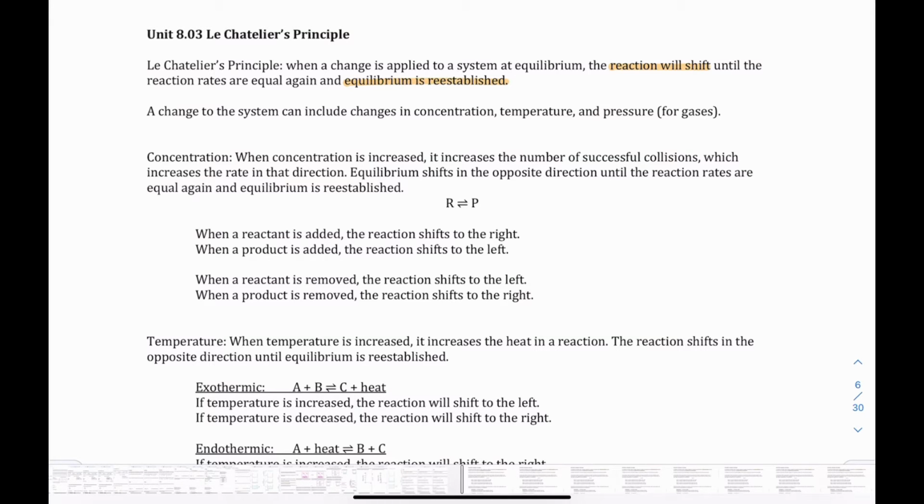Le Chatelier's principle says that when there's a change to a system, the reaction will shift to reestablish equilibrium. A change can include changes in concentration, temperature, or pressure. So we're going to go through each potential change in concentration, temperature, and pressure that can happen, and how those changes will affect the position of equilibrium, or which way the reaction will shift to reestablish equilibrium.